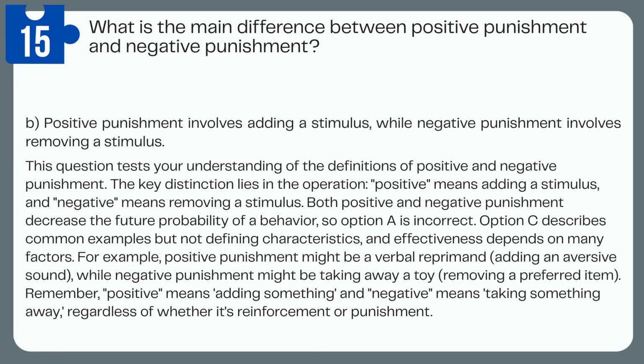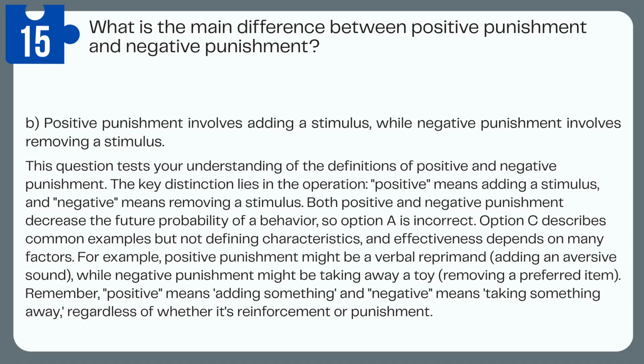Answer: B. Positive punishment involves adding a stimulus, while negative punishment involves removing a stimulus. This question tests your understanding of the definitions of positive and negative punishment. The key distinction lies in the operation. Positive means adding a stimulus, and negative means removing a stimulus. Both positive and negative punishment decrease the future probability of a behavior, so option A is incorrect. Option C describes common examples but not defining characteristics, and effectiveness depends on many factors.